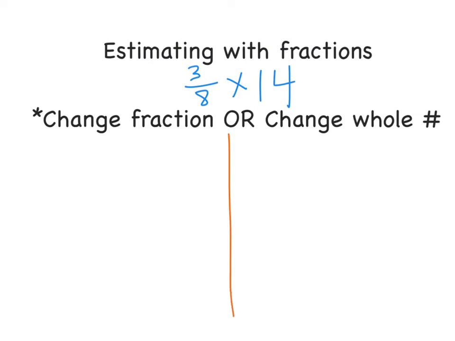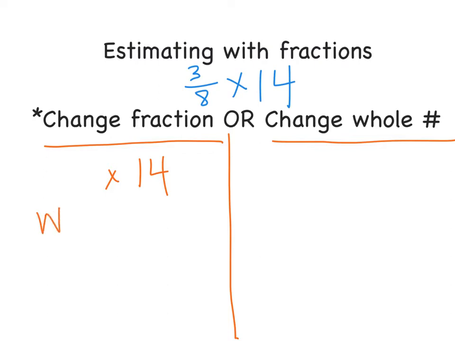So I'm going to split my slide down the middle so I can show you both ways. Over here, I'll change the fraction to something easier, and over here, I'll change the whole number. If I'm changing my fraction, I want something that works well with 14. We learned that when you're multiplying a fraction by a whole number, you're going to do the whole number, which we're going to write as W, divided by the denominator times the numerator. So if my whole number is 14, I want something that I can divide 14 by.